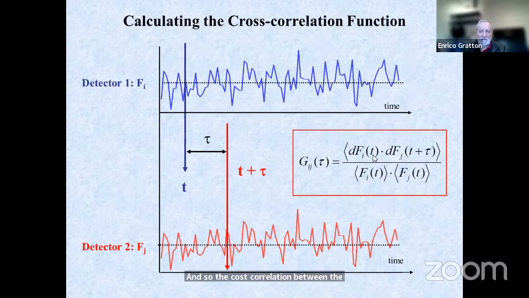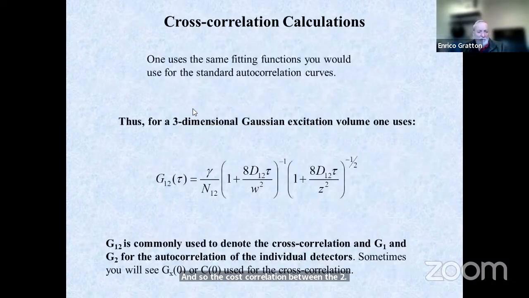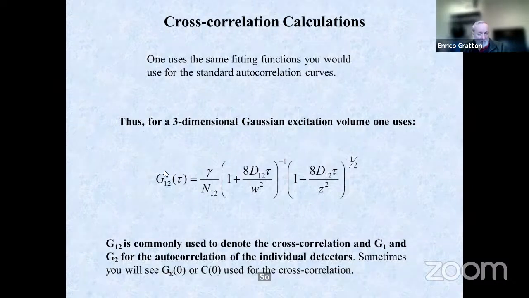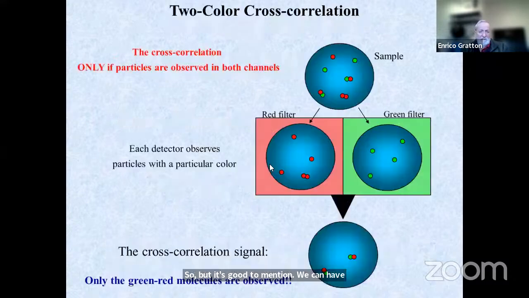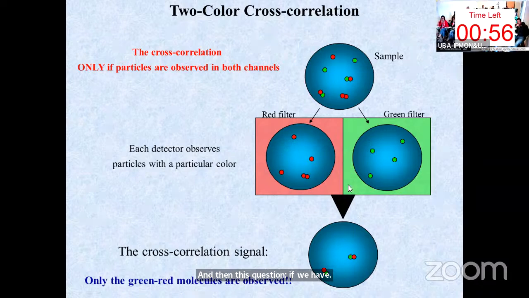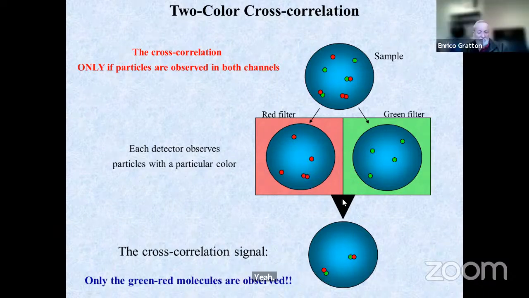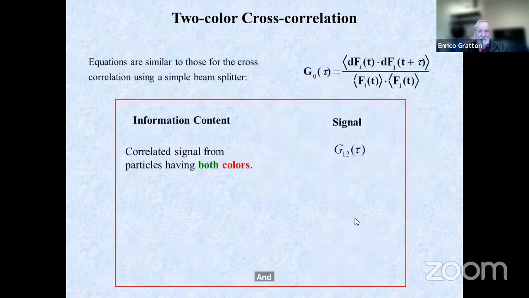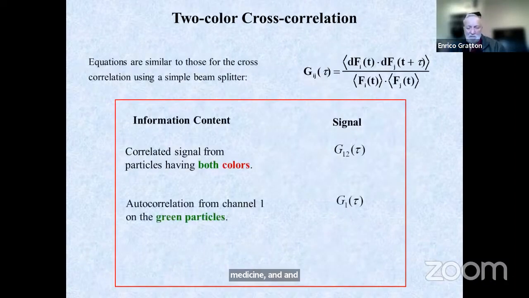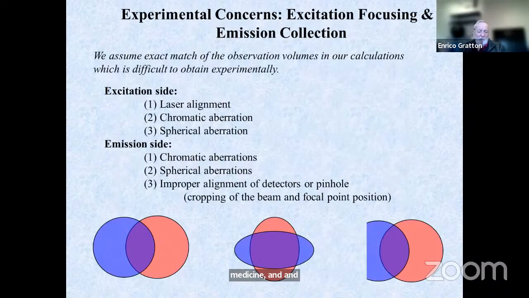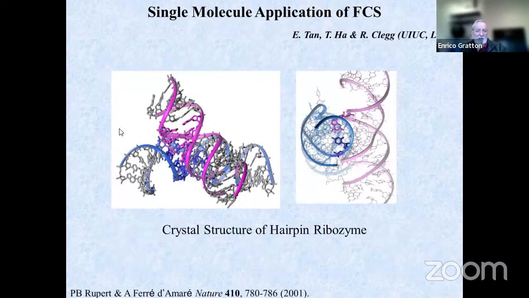Okay. So for the three-dimensional Gaussian excitation, we can have this expression. And with this expression, we can figure out only the molecules which are present at the same time. And so we can figure out how many molecules there are. And of course, we have to be careful that the volumes of the two colors are not the same. So we have to be careful about the numbers, and figure out how many molecules are there.